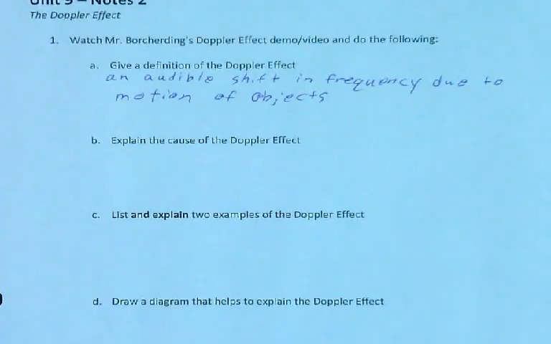Okay? But what happens as that object moves? As that object moves, notice that the waves in front are closer together and the waves behind are further apart. That's because when the airplane is making the sound, it makes the sound and then gets closer, and then makes the sound and gets closer, and makes the sound and gets closer. And so every time it makes a sound, the waves are closer together in front and further apart behind.